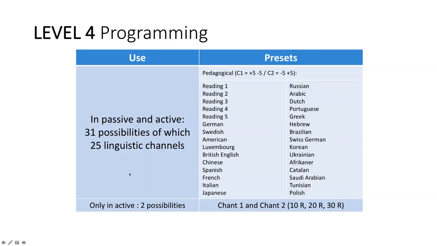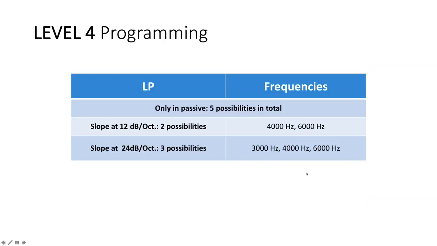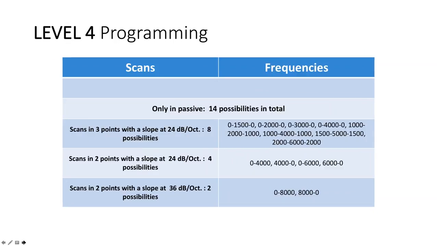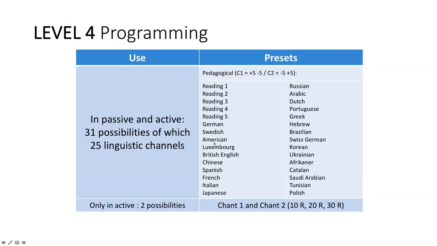In level 4 programming, you have on the presets 31 possibilities because you have, well, the pedagogical with reading 1, 2, 3, 4, 5, and then you have all the linguistic settings, okay, which are specific to each language. So each language has its specific delay and precession and its specific channels. So the person is able to integrate the rhythm, the prosody of the language they want to integrate.